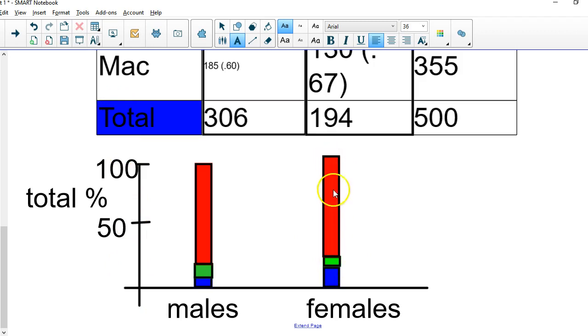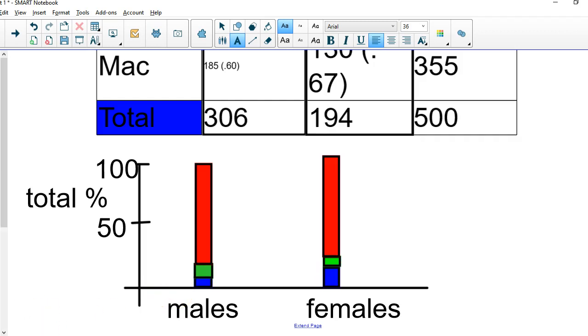If you saw the red being really short, and the red being really long over here, and the blue being really long over here, and the red being really short over there, then we would have evidence that they are not independent, that there's a relationship. And then we would have to run a chi-square test for independence to confirm.